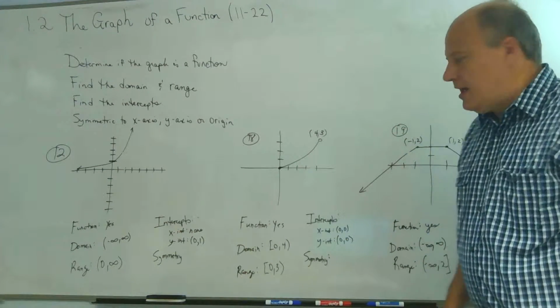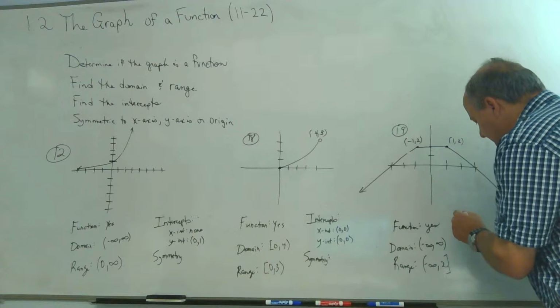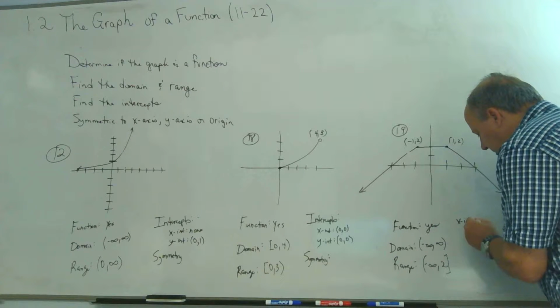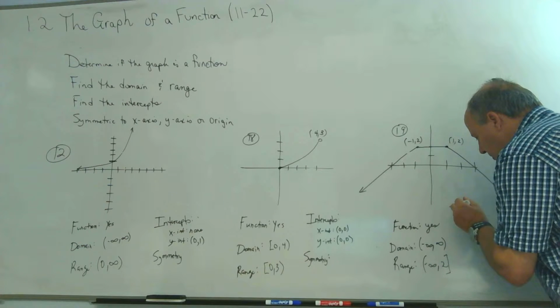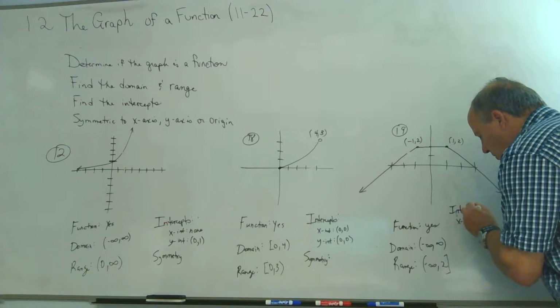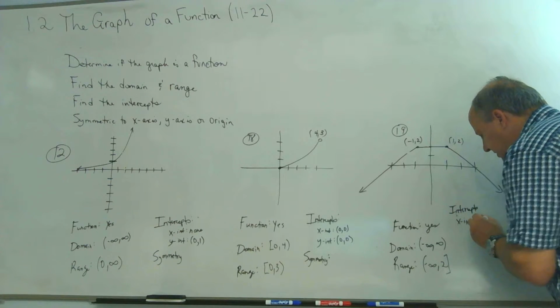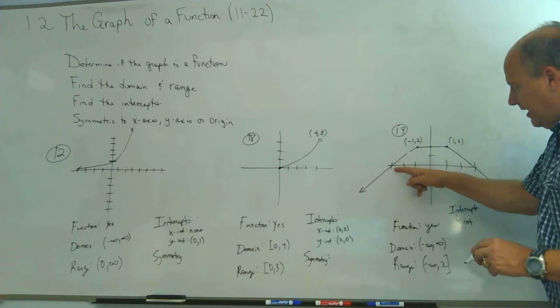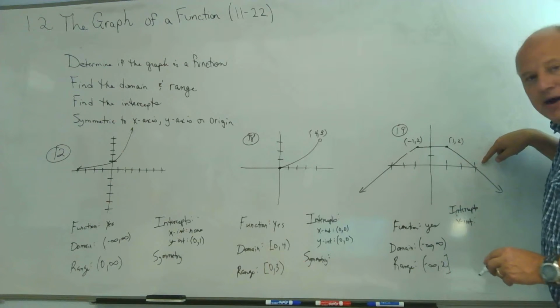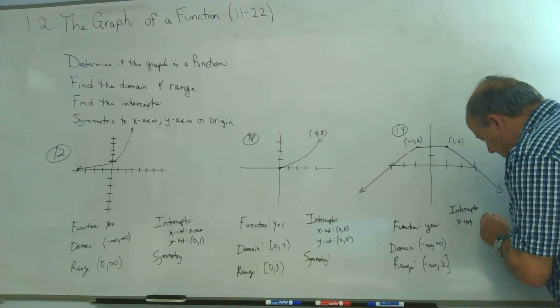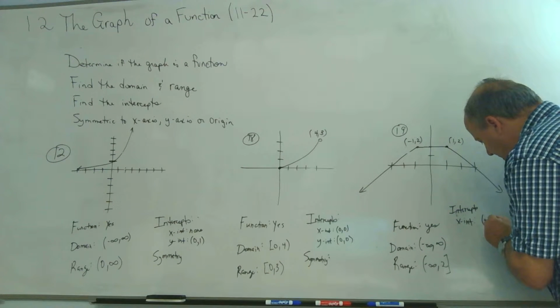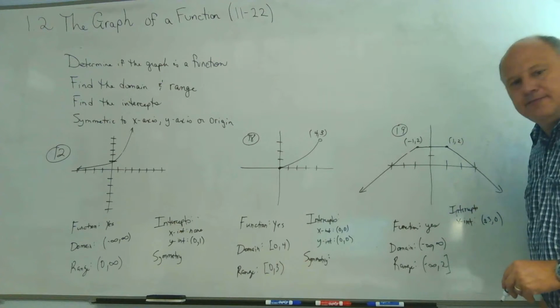Okay. Now, what about the intercepts over here? Well, let's see, intercepts here. The x-intercept is where it crosses the x-axis, so there's two of them, at negative 3, 0, and over here at positive 3, 0. So there's two of them, so we write both of them down, and I'm just going to write it as plus or minus 3, comma, 0.